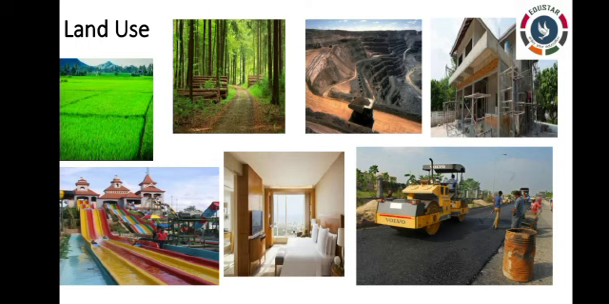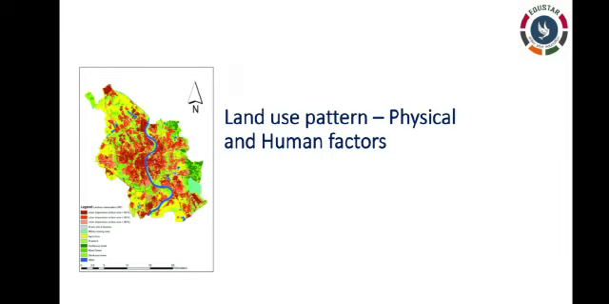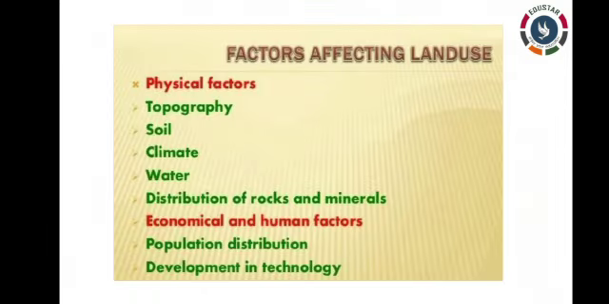I know you are all thinking why the distribution of population varies across the globe. Yes, it is mainly due to land usage, that is, the land pattern. It is determined by both physical and human factors. The physical factors are topography, soil, climate, minerals, and availability of water. On the other hand, human factors are population and technology, and all these determine the land use pattern.